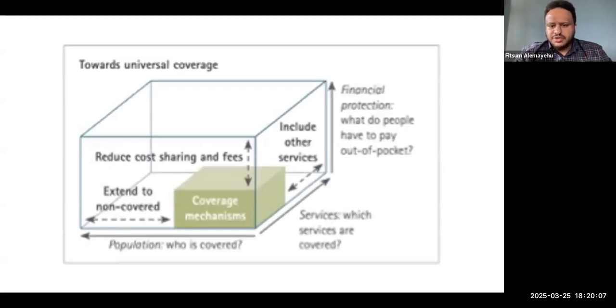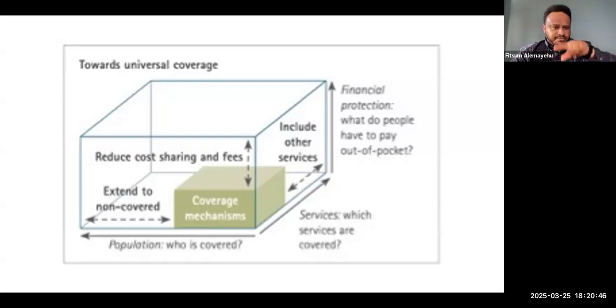So I would like to bring your attention to this diagram. This is basically what we call the UHC service coverage, the UHC cube, whereby it looks into 3 dimensions of universal health coverage. One is looking into the financial protection, which very much looks into what people have to pay and very much answers the out-of-pocket expenditure. The other dimension is service: what services are covered for the prices that communities are paying, be it out of pocket or through community-based health insurance systems or such. And also the other dimension is population, which looks into who is covered within that.